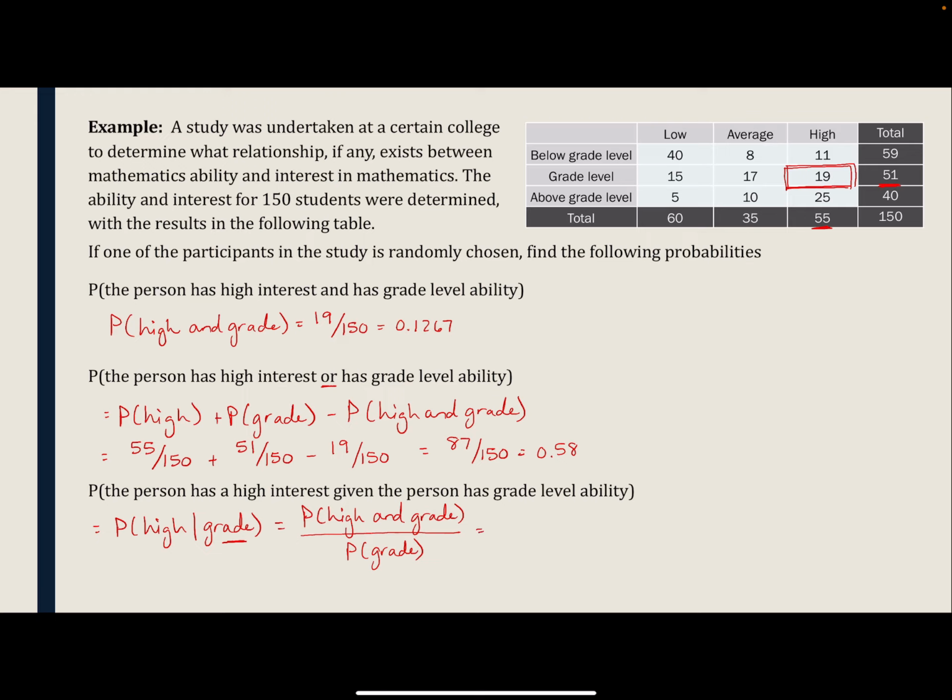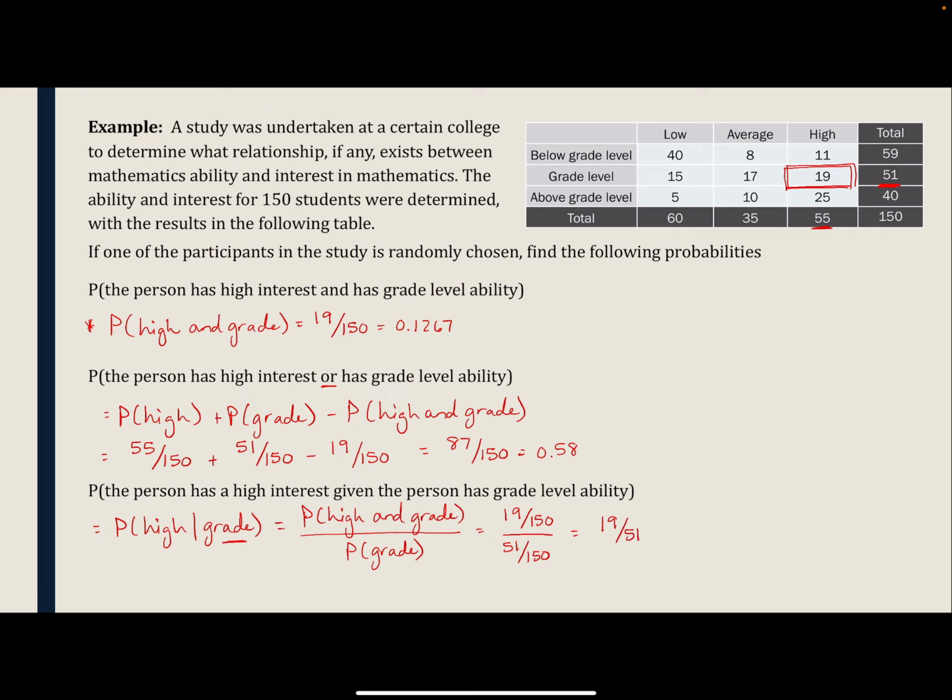Well, we figured out the numerator. That's in this first piece here. The probability of high interest and grade level is 19 out of 150. The probability that they're grade level, we also found that. That's this 51 out of 150. When you multiply by the reciprocal, these 150s are going to cancel off, and you'll get 19 out of 51.